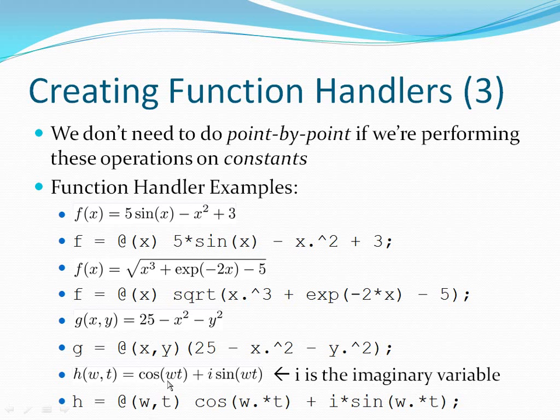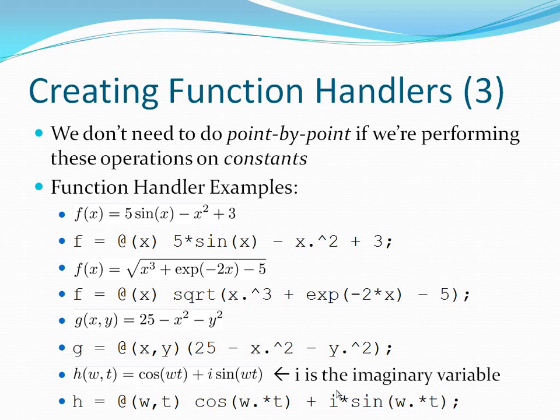So if you wanted to create this function handler, you would do @ and then wt, and then cosine, and then because w and t are variables, make sure that you do a point-by-point operator, because we're multiplying. And then the same thing for sine. You got a point-by-point there, and then you multiply by i. So i is actually a supported character in MATLAB. It stands for the imaginary variable. So when you run this function, you will get a number with a real component and an imaginary component.